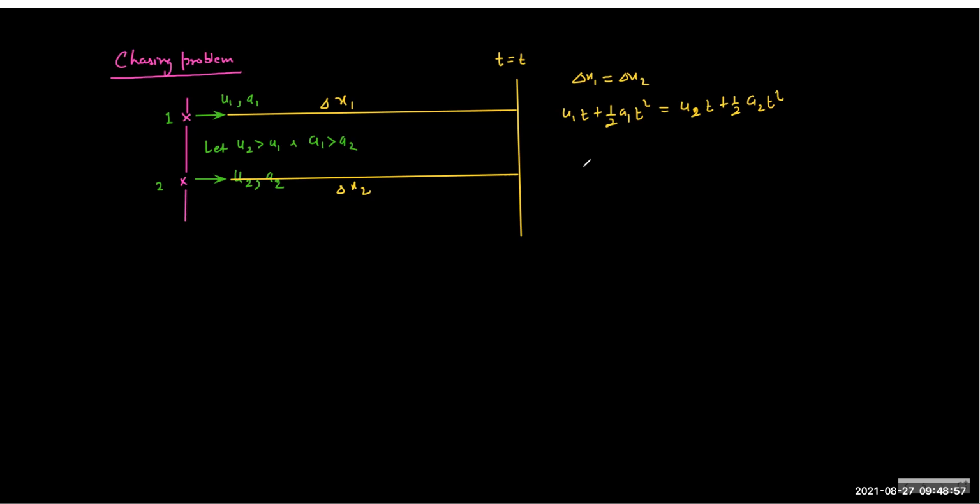So u2 is more than u1, so bring u2 minus u1 into t equals half of a1 minus a2 into t square. And you can cancel one t because initially we know they were together. So t comes out to be 2 times u2 minus u1 by a1 minus a2. Now let's try to solve this using the relative concept, just for demonstration of why we should not use it. Now we got the answer.